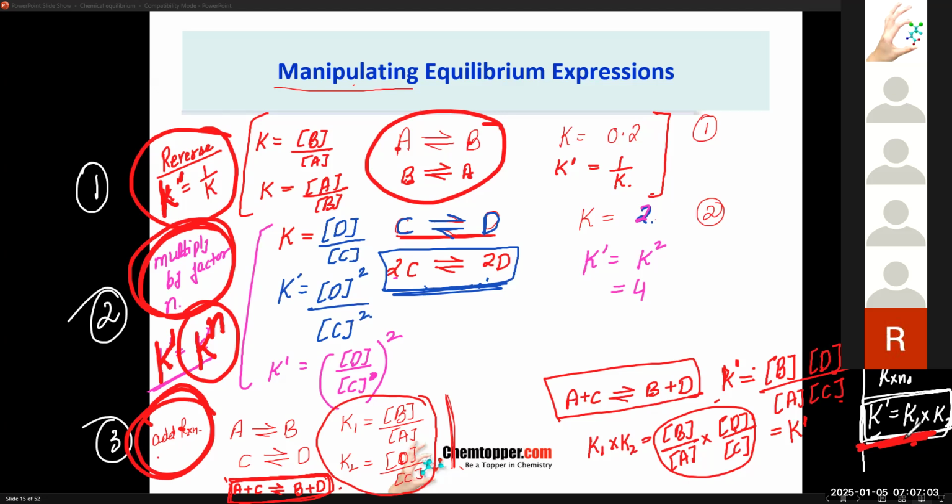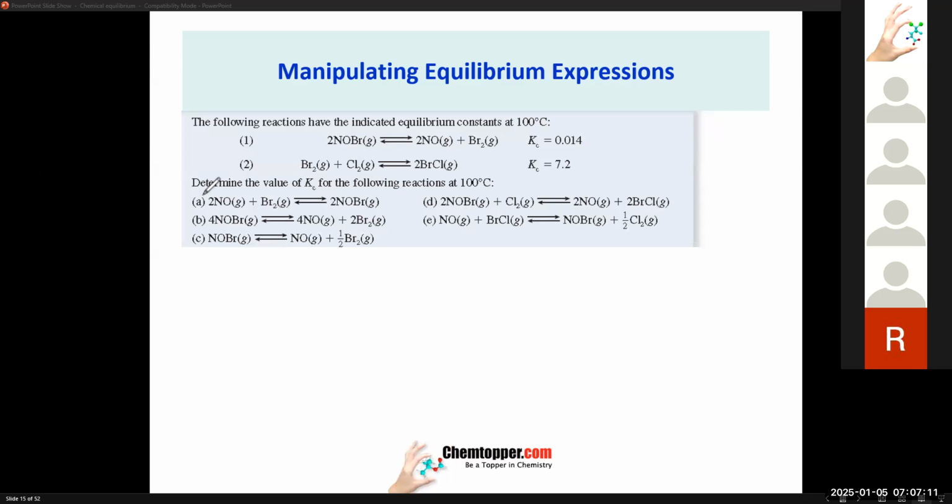Ready for the questions now? And here are the questions. Pick up your calculators, children, and answer the A part. Compare it with equation 1 and 2. What are you doing in A? Just compare. Sanjeev, A represents equation 1 or 2? You see, you have NOBr2, you have NOBr. This A represents which equation out of these two? But is it as such or is it reversed, Kavya?